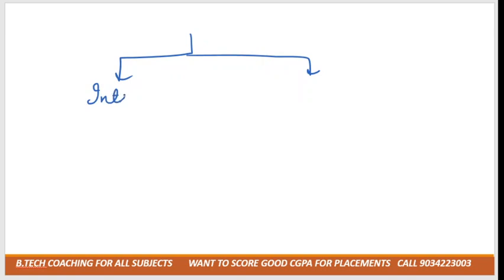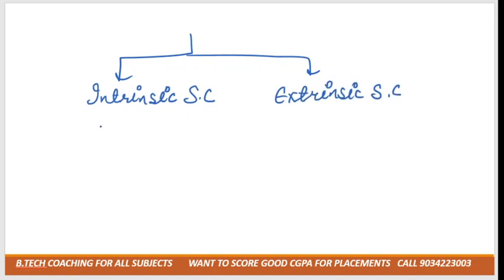So basically there are two types of semiconductor. One is the intrinsic semiconductor, and another one is the extrinsic semiconductor. Okay, the intrinsic semiconductor we can say is the pure semiconductor, and the extrinsic semiconductor is the impure semiconductor.